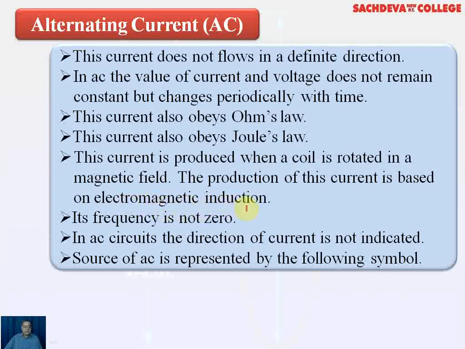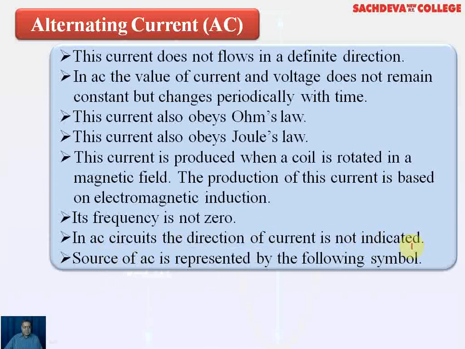We have discussed earlier. It is a phenomenon in which, due to change in flux, there is formation of induced current or induced voltage. Moreover, the average value of alternating current is zero. That is, the crest will be the positive half and the trough will be the negative half, and if you algebraically add them, it will become zero. In alternating current circuits, the direction of current is not indicated.